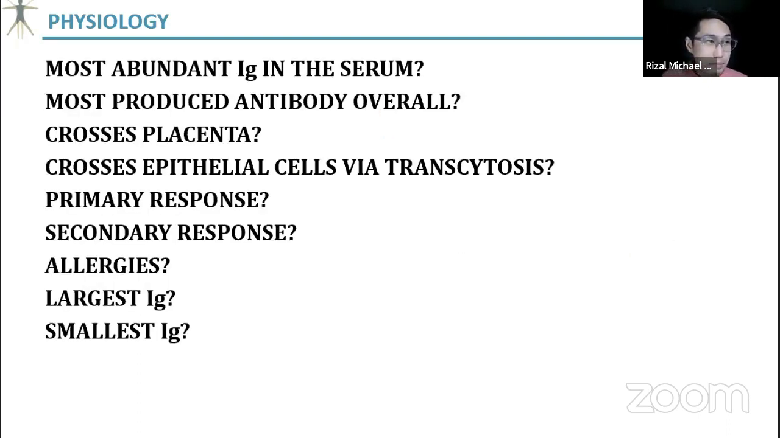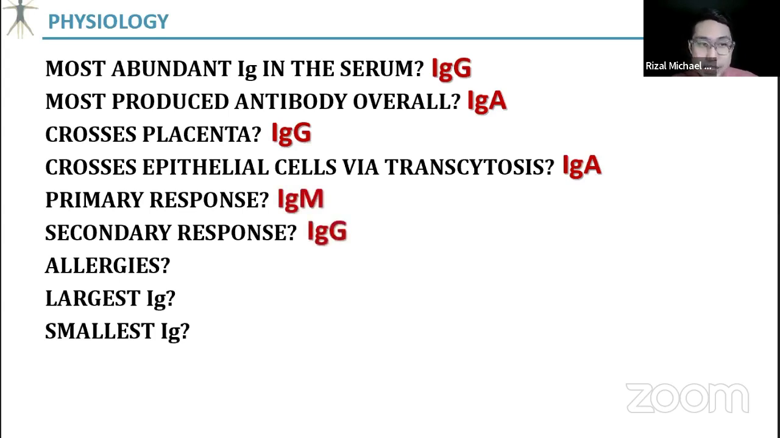Okay. So for this one, if you want to take down notes, most abundant immunoglobulin. What is the most abundant immunoglobulin? It's IgG. Most produced overall, it's IgA. Crosses the placenta, it's IgG. Crosses epithelial cells, it's IgA. Okay, so primary response, mauuna, IgM. Secondary response, IgG. Allergies, IgE. Largest, mauuna at malaki, it's IgM. Smallest is IgG. Okay.